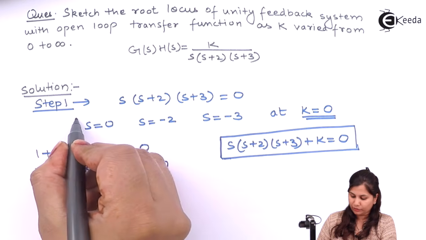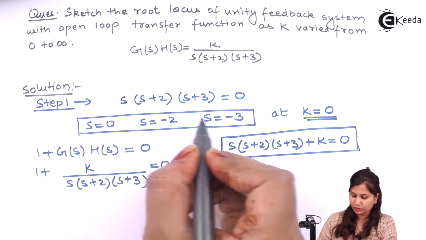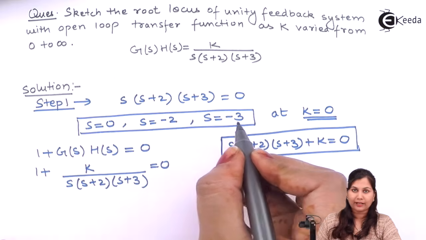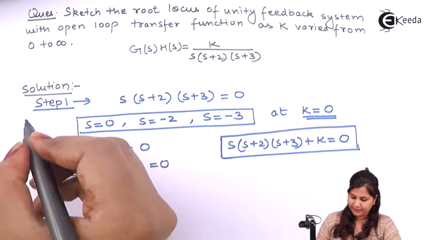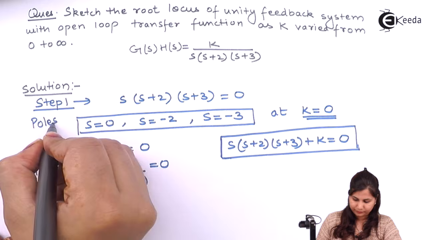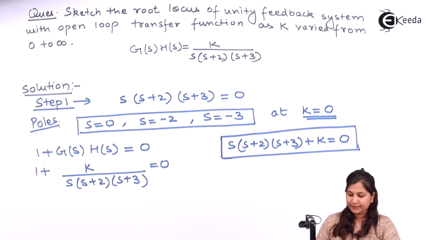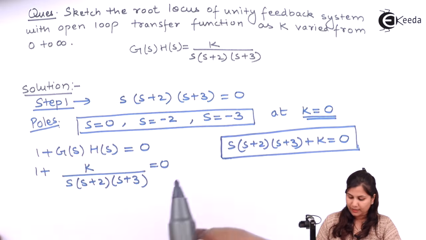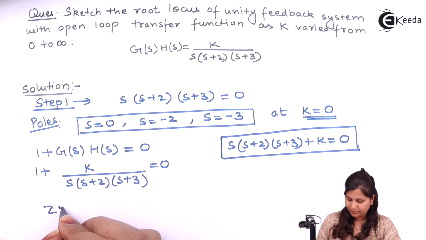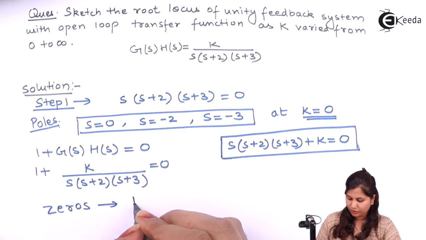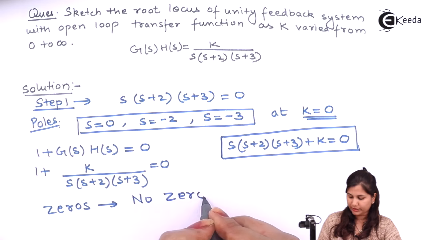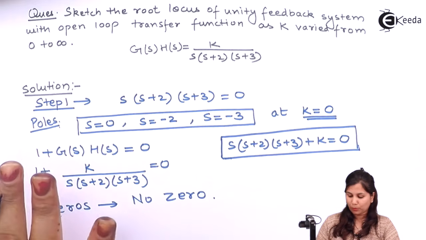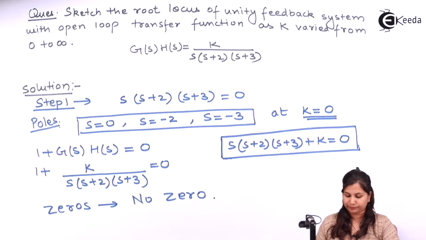Taking out the roots of this equation, we get 3 roots: s equals 0, s equals -2 and s equals -3. So these 3 values are the poles of this system. And we have no zeros for this system. So in the first step we have obtained the open loop poles and zeros of this system.